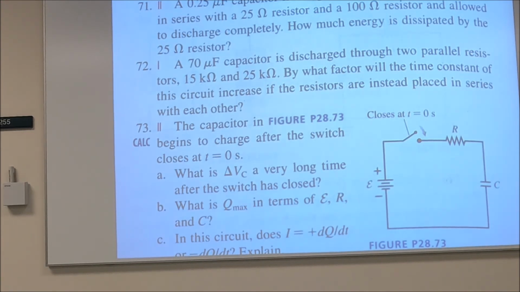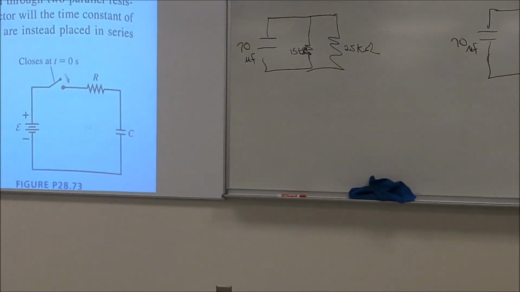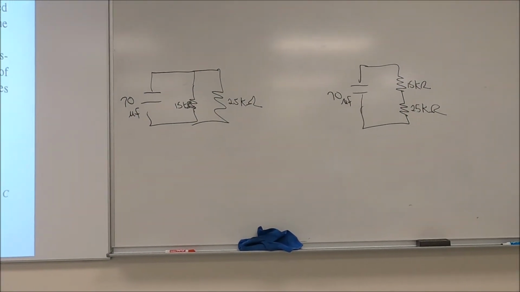One is 15 kiloohms and the other one is 25 kiloohms. And then I've got that 70 microfarad capacitor and the two resistors are in series, 15 kiloohm, 25 kiloohm. So let's look at this real quick. Make sure we got it all.